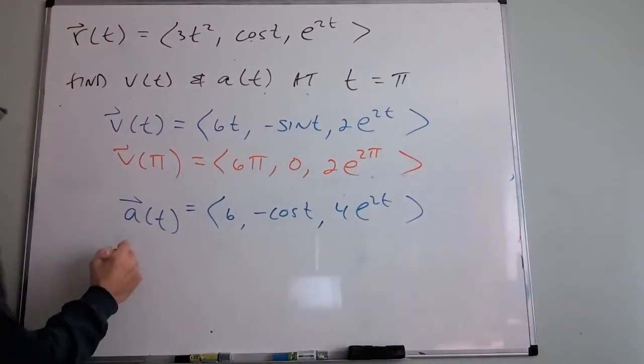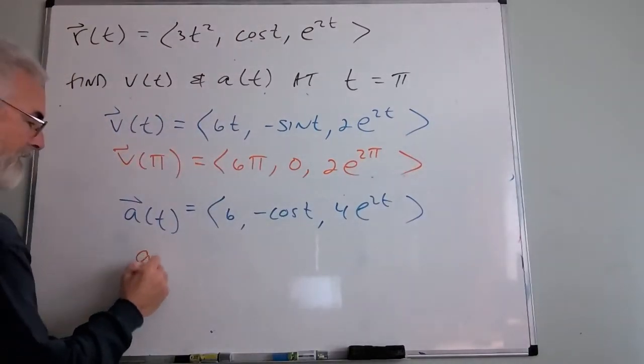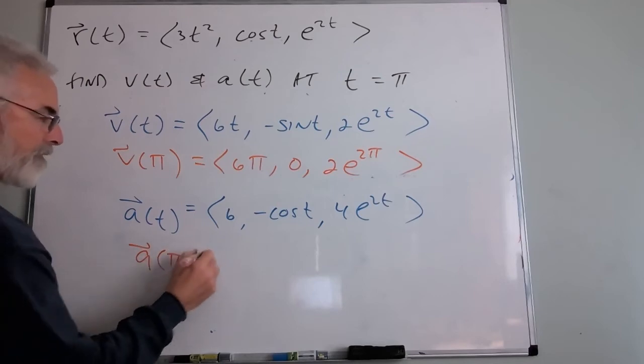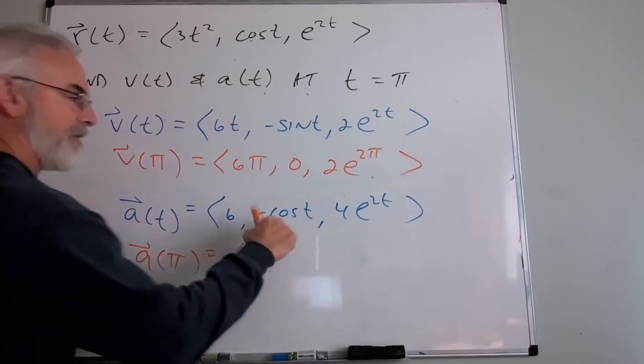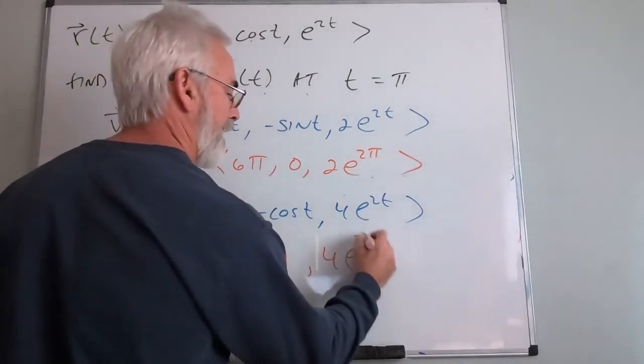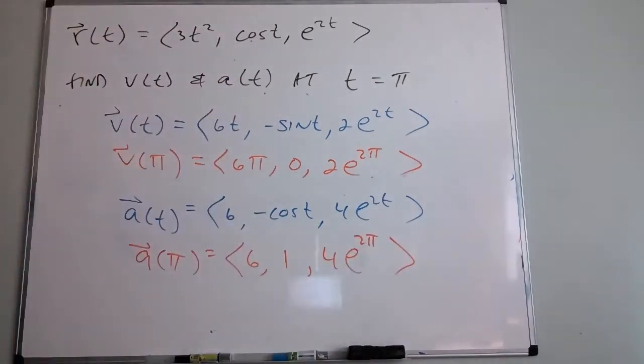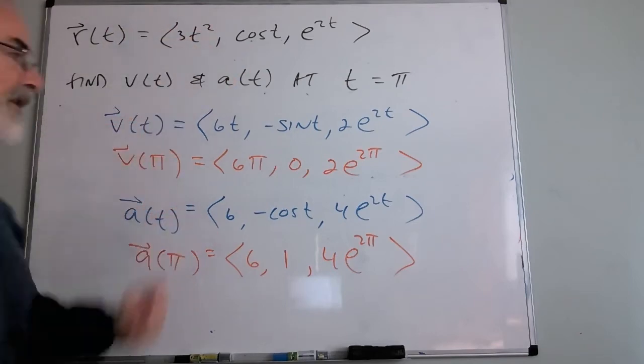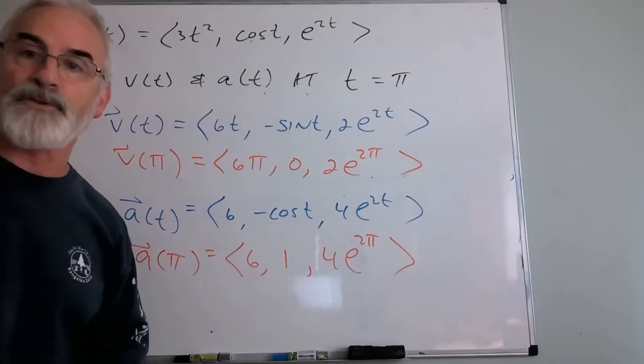Okay. Here, I'd have a of pi. That would be 6, positive 1, 4e to the 2 pi. Now, there's nothing about my answer that's particularly interesting. It was just the how-to. So I take the derivative of each of the individual components to find the velocity, and then I take those derivatives to find acceleration, and then I'm probably going to evaluate.